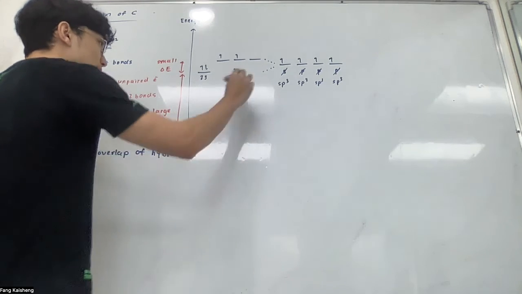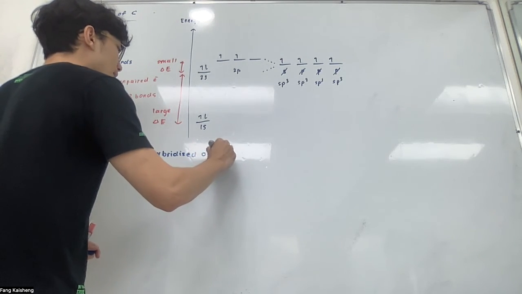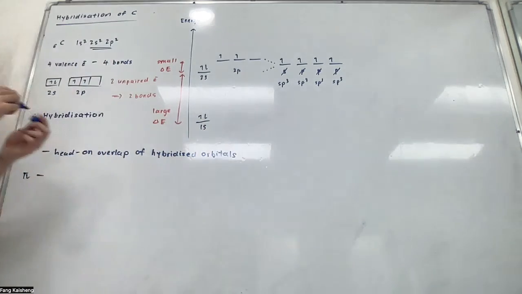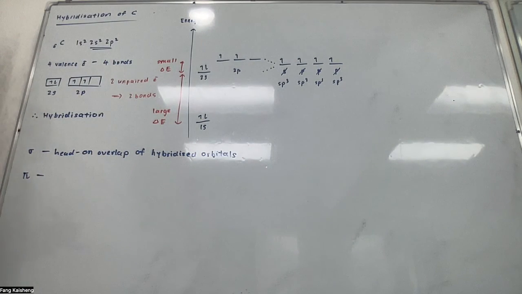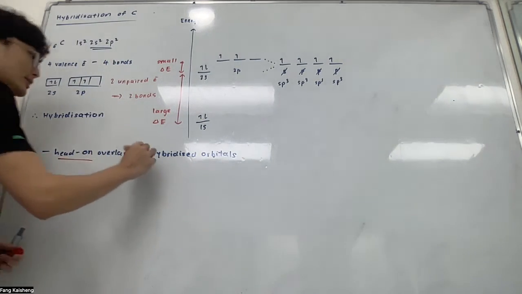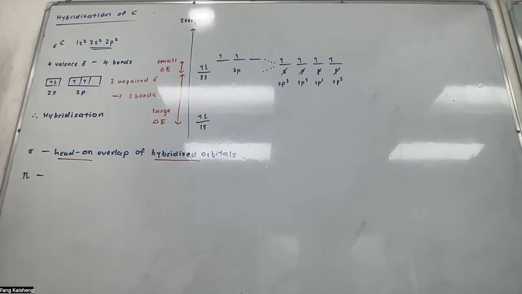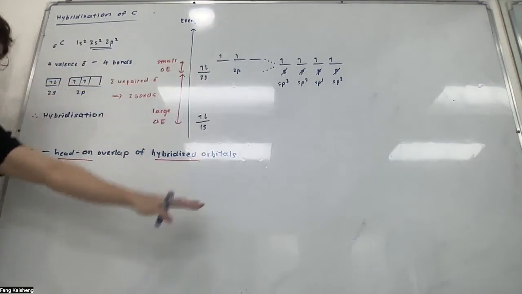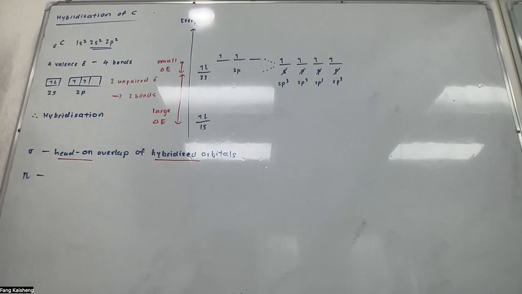In other words, the orbitals that I have just newly formed, these can only overlap head-on to form only sigma bonds. So just highlight these things now. These are some facts that we need to accept. These sp3 hybridized orbitals overlap head-on to form sigma bonds. Then we'll talk about pi bonds.